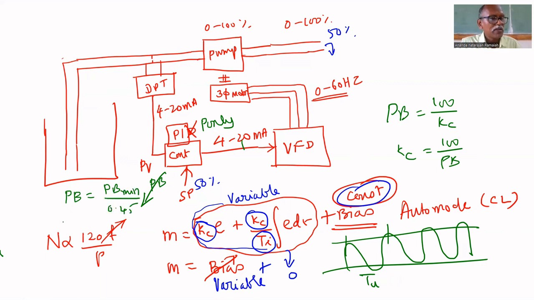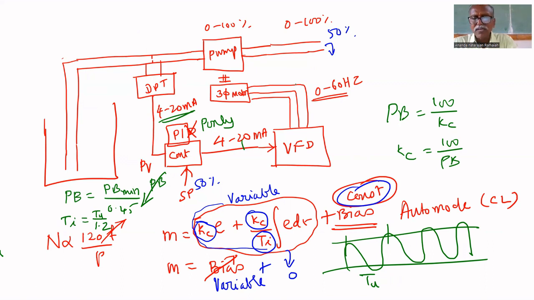I got PB. How to find Ti? Ti equal to Tu divided by 1.2. How to find Tu? For that, the flow rate is going through this. The DPT measures flow rate in terms of 4 to 20 milliamps.